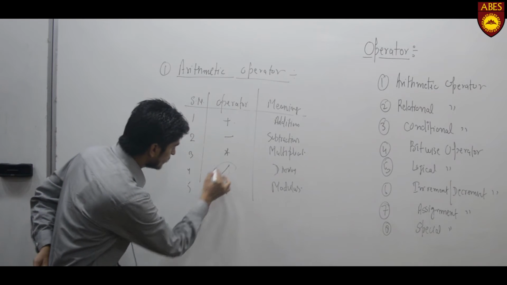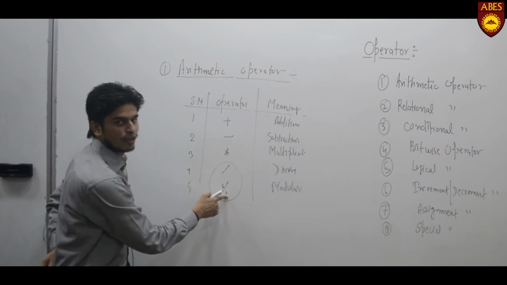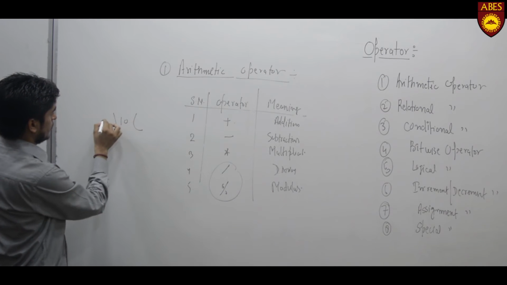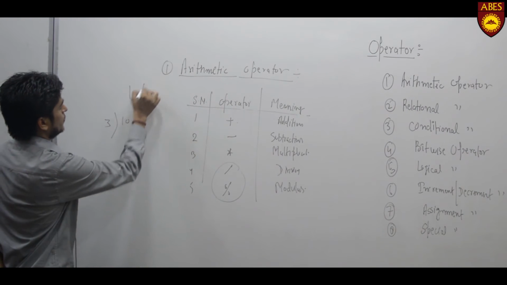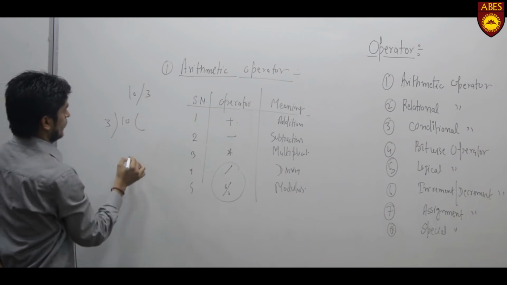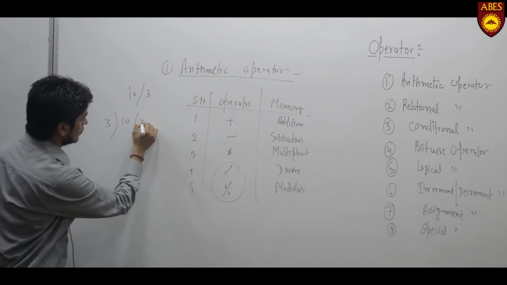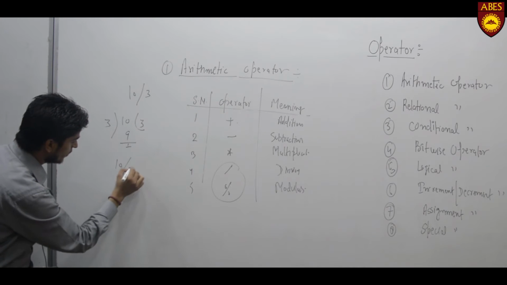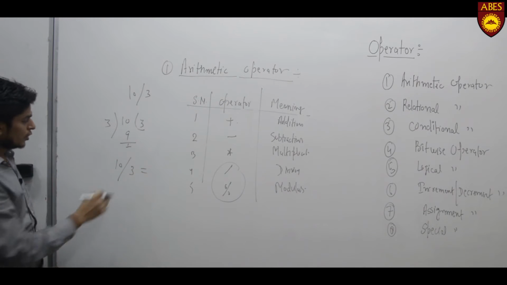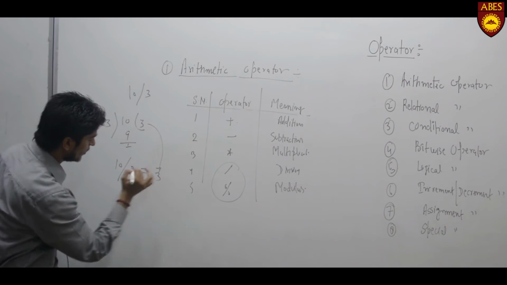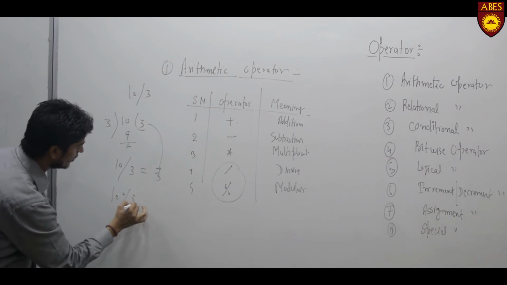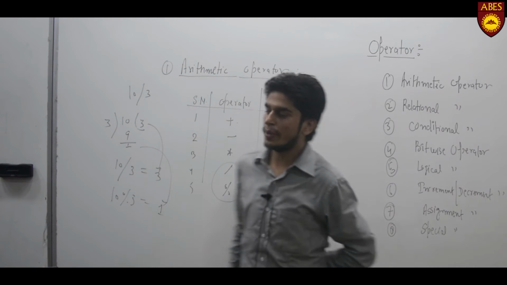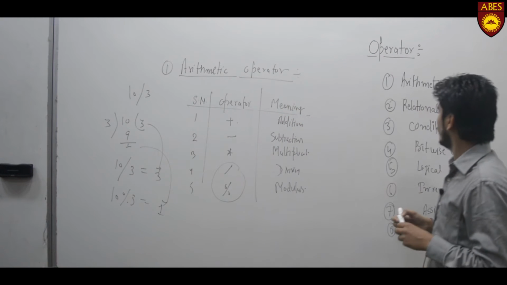Then the main difference between divide and modulus operator. 10 divided by 3: the quotient value is 3. 10 modulus 3 is the remainder, and that is 1. This is one category of the operator and the second category is the relational operator.